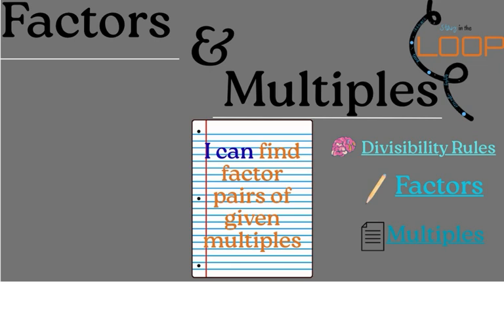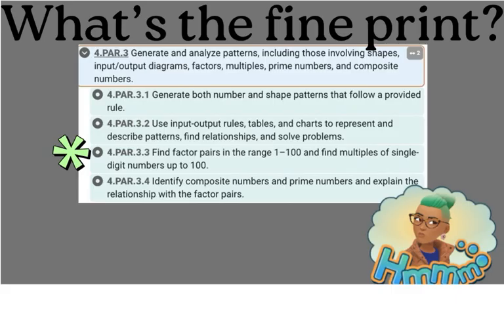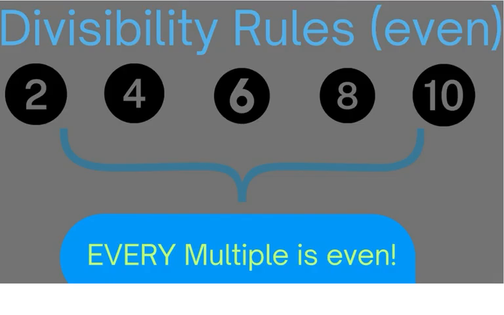and let's get started. All right, so our fine print page tells me that in Georgia, fourth grade students are supposed to find all factor pairs in the range of 1 to 100, as well as multiples of single digit numbers up to 100 as well. This is an important page because when we're talking about factor pairs, we're talking about all the different ways that we can come up to a multiple. However, knowing some rules is going to help us alleviate a lot of unnecessary work.